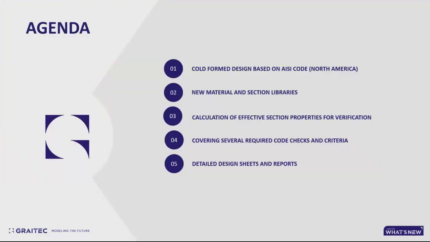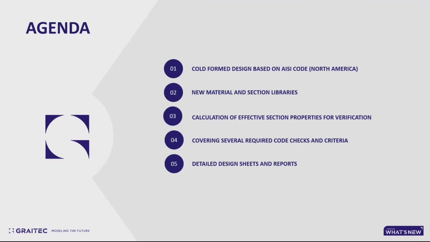To give you a short agenda of what we will be talking about in this webinar, first of all, we will talk about the cold form design based on AISI code, which can be used in North America. We will show you the new material and section libraries that we have added for cold form design to Advanced Design. Then the calculation of effective section properties for verification of all cold form sections based on standard libraries.